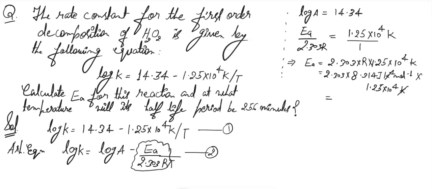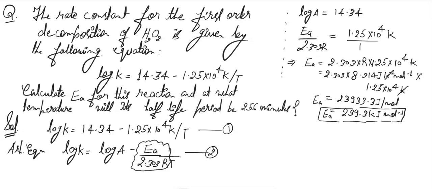Whenever you do this calculation, this will be 239330.3 joule per mole. So this will be your activation energy in terms of joule per mole. If you want to convert this into kilojoules per mole, this will be 239.3 kilojoules per mole. So this will be your activation energy. The first part of this question, the calculation of the activation energy, is solved.